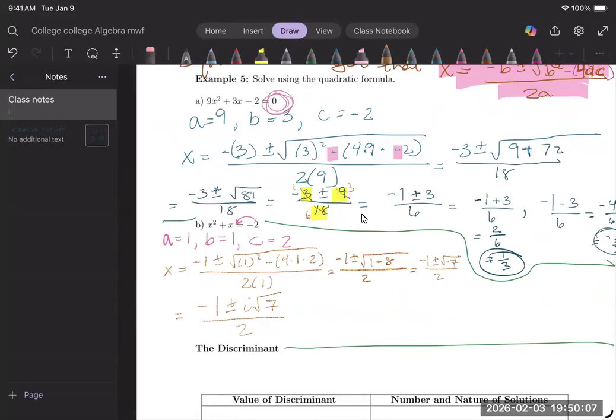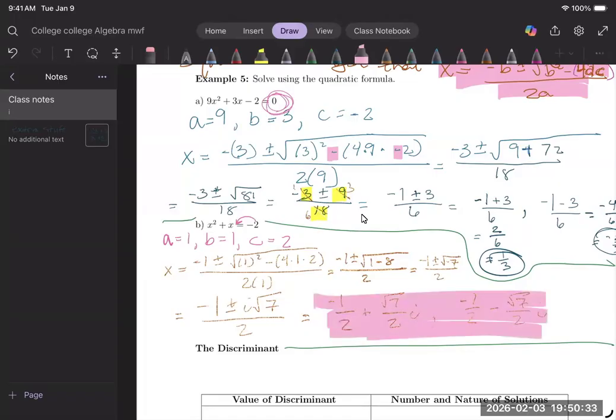And that's it. Well, actually, that's not it. We would want it in how many parts? 2 parts. So -1/2 plus, let's say, root 7 over 2 i, and then -1/2 minus root 7 over 2 i. And there we go.